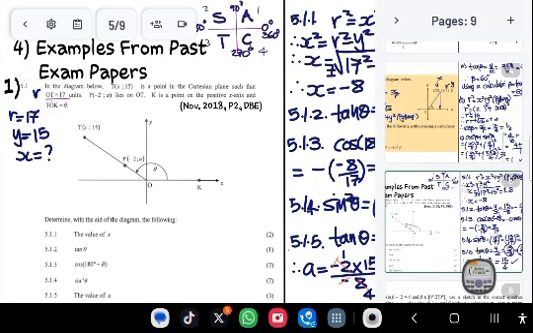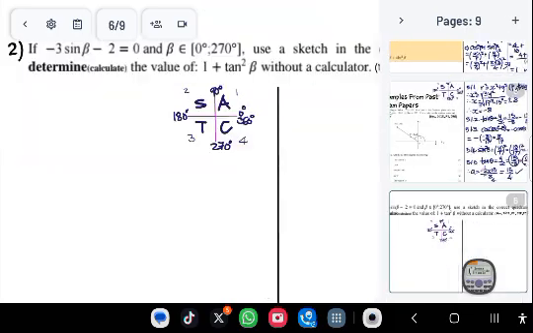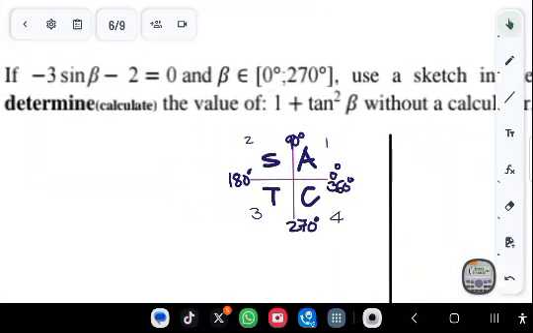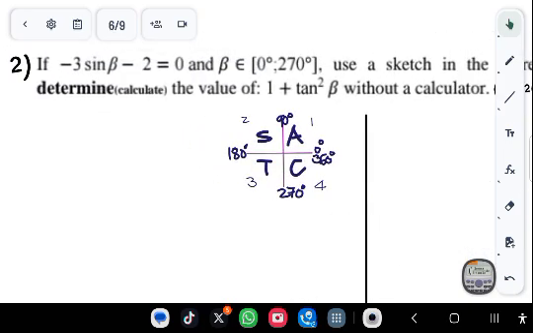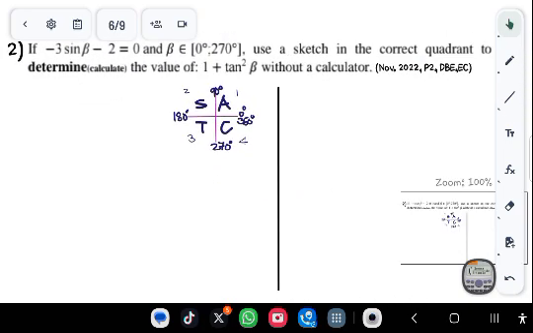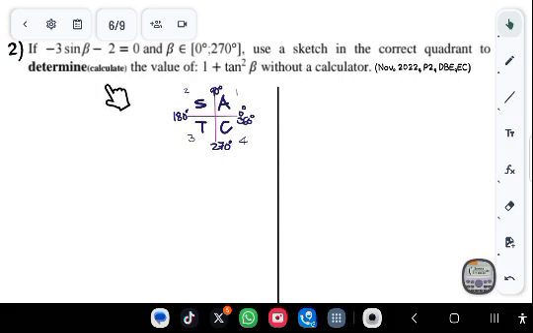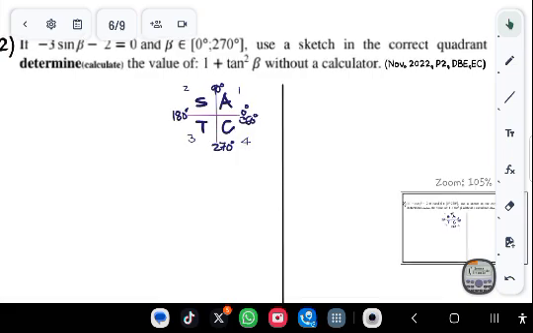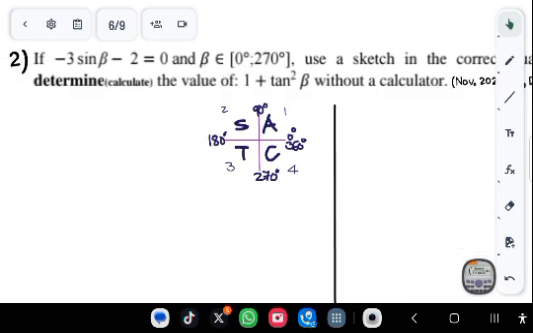Next question is going to be a little different, but still basically the same. And in this question, we're not given a sketch. We're given information and told to use a sketch in the correct quadrant to determine or calculate the value of 1 plus 10 squared beta without using a calculator. So meaning that we will have to figure out a way to draw the cast diagram and where the angle is located.